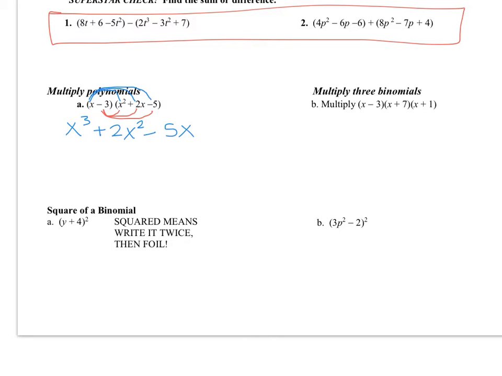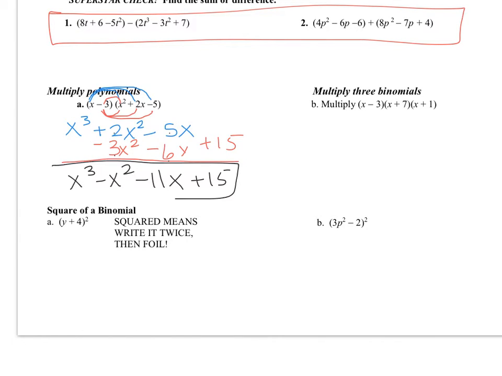One thing you can do is stack the next problem, and it might make it a little bit easier. So I'm going to take negative 3 times x squared, which will give me negative 3x squared. And take negative 3 times 2x to get negative 6x, and negative 3 times negative 5 to get 15. So you could just stack them vertically like this and just combine like terms down. So x to the third, 2 and negative 3 makes negative 1, x to the second, negative 5 and negative 6 makes negative 11x plus 15. So that's another way to do it. A lot of kids write it horizontally, but if you like to make it a little bit more organized and do it vertically, feel free to.